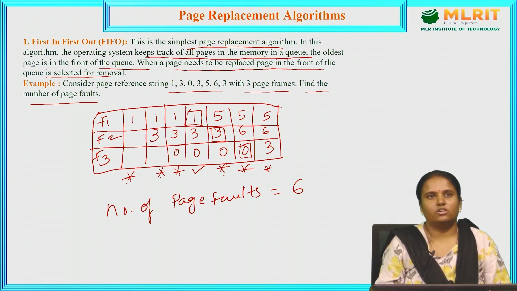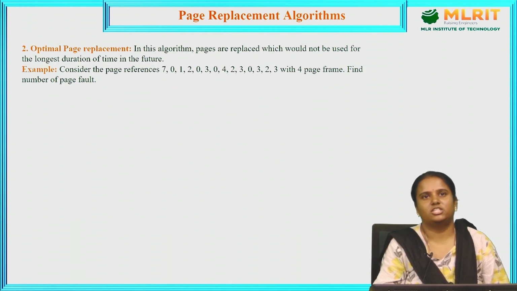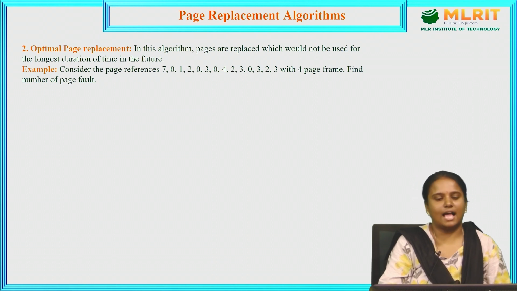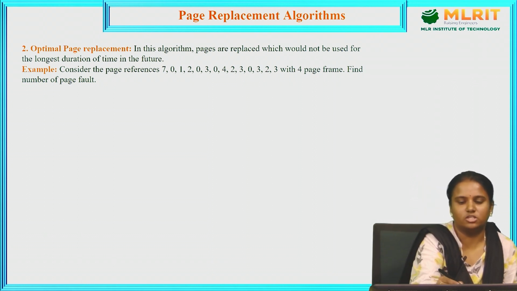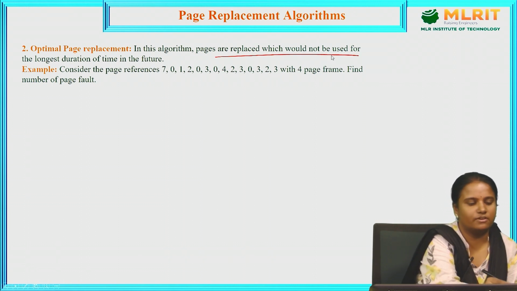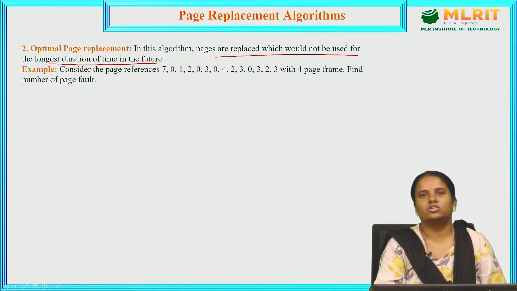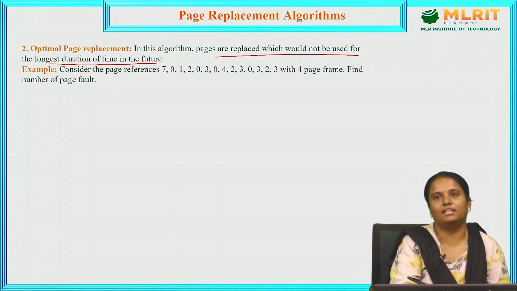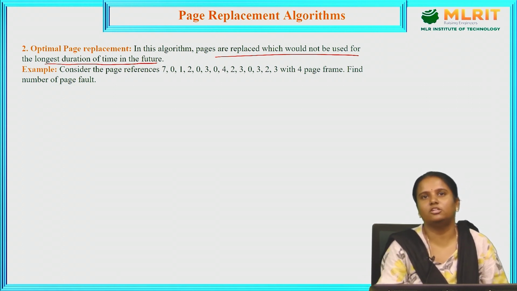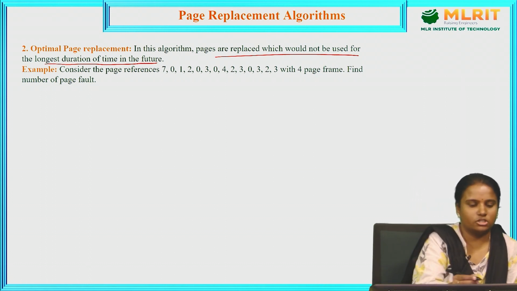Next we are going to see the optimal page replacement algorithm. In this algorithm, the page to be replaced is the one which will not be used for the longest duration of time in the future. It may be used next, but it may not be used in the future.